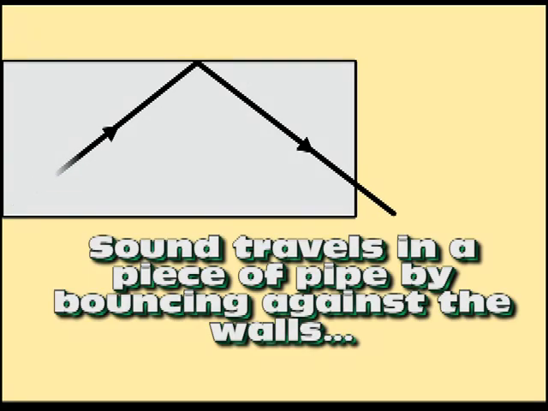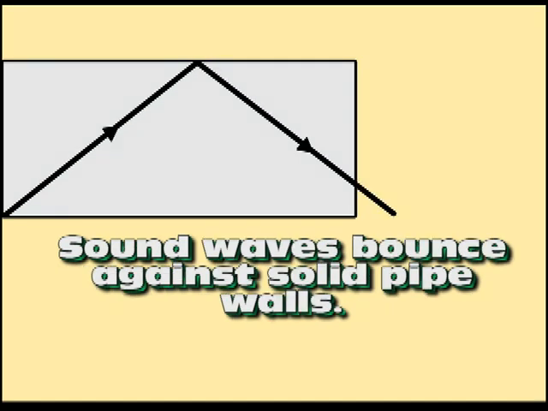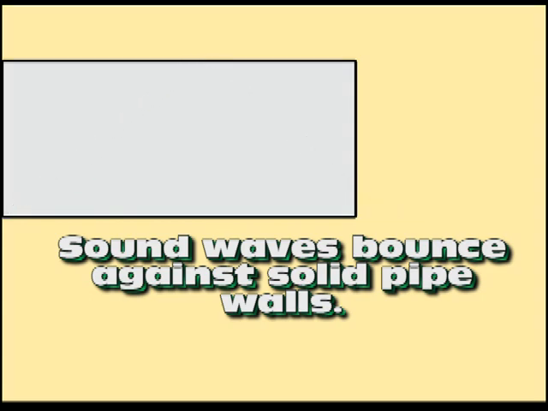The most basic silencer is based on a simple principle. Sound travels along a piece of pipe by bouncing against the walls of the pipe, as long as these walls are rigid enough to reflect the sound waves. If the pipe walls are soft, the propagation of the waves disappears almost completely.